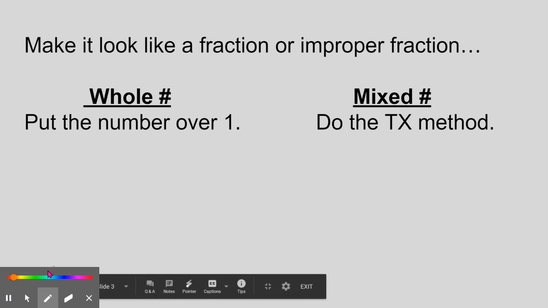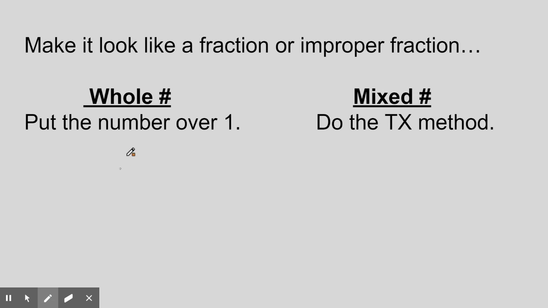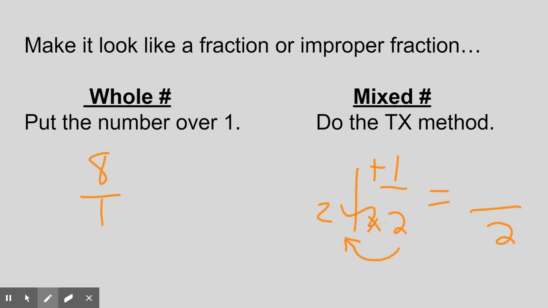Now, here's another quick review. We talked about this when we did multiplying fractions. If you have a whole number, remember to make it a fraction, you need to put it over 1. For a mixed number, you'll use your Texas method. Our denominator does not change. And then I multiply and then add to get my improper fraction.